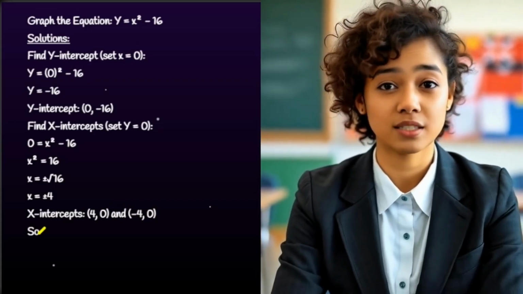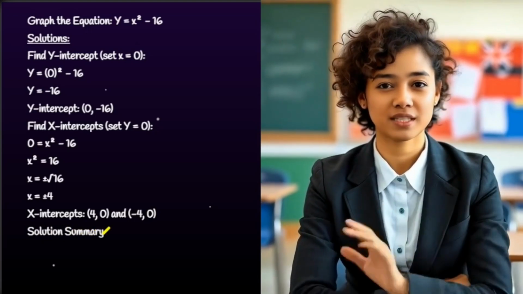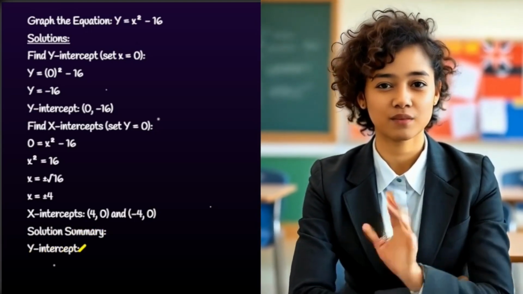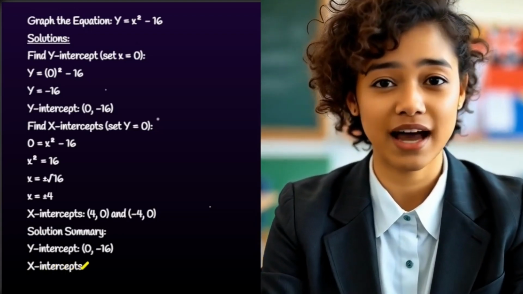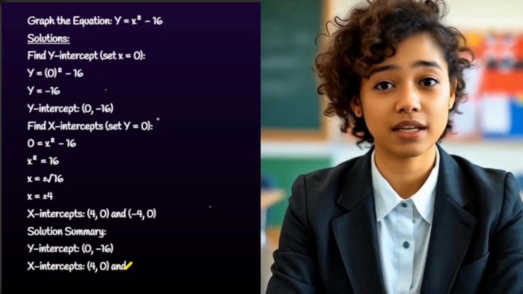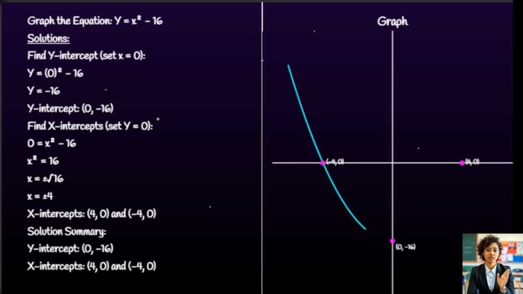To summarize the solution, the y-intercept is at (0, -16). The x-intercepts are at (4, 0) and (-4, 0). And there you have it. Those are the key points that will help you graph this quadratic equation. Here's the graph of the quadratic equation.